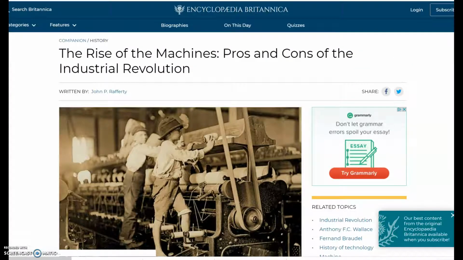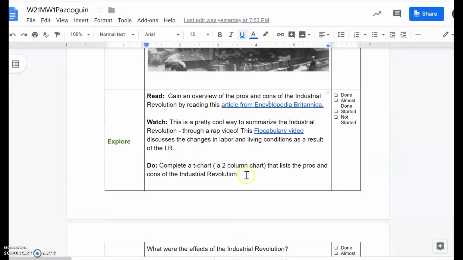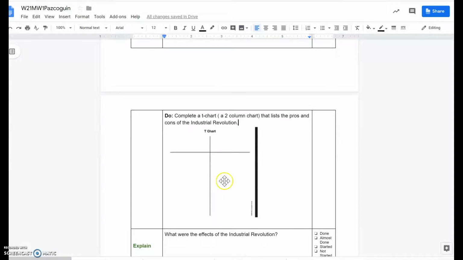So do a good job reading this, and you're going to take notes on it with the do, because in the do column, you're going to complete a T-chart. A T-chart is simply, if you would draw a T, a two-column chart that lists the pros and the cons of the Industrial Revolution. So what does the T-chart look like? Right here, I just added one in. For those of you that don't know, why they call it a T-chart is that it's just shaped like a T. So you could put pros on this side, cons on this side, and then just list all the pros that came out of the Industrial Revolution, and then the cons, or the negatives, that came out of it.